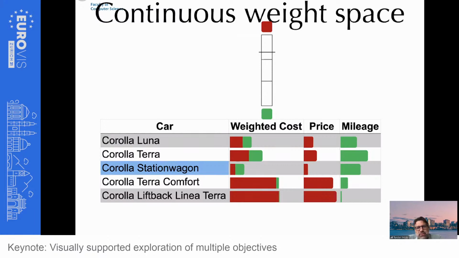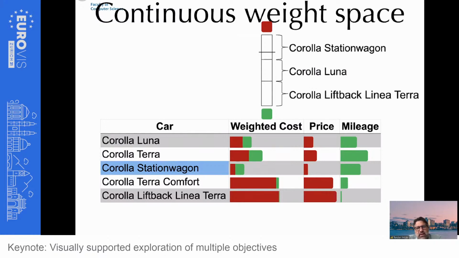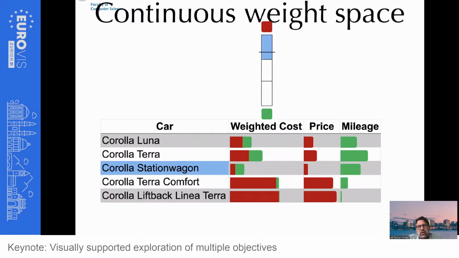And so what you could do now here is you can look at this continuous set of possible weightings. And for each item, you can actually look at which car comes up on top. And you will notice that for some particular set of weights, it will be the Corolla station wagon. For another set of weights, it will be Corolla Luna. And for another set of weights, it will be a different car. Okay, but now you have more of a complete picture of what actually happens here.